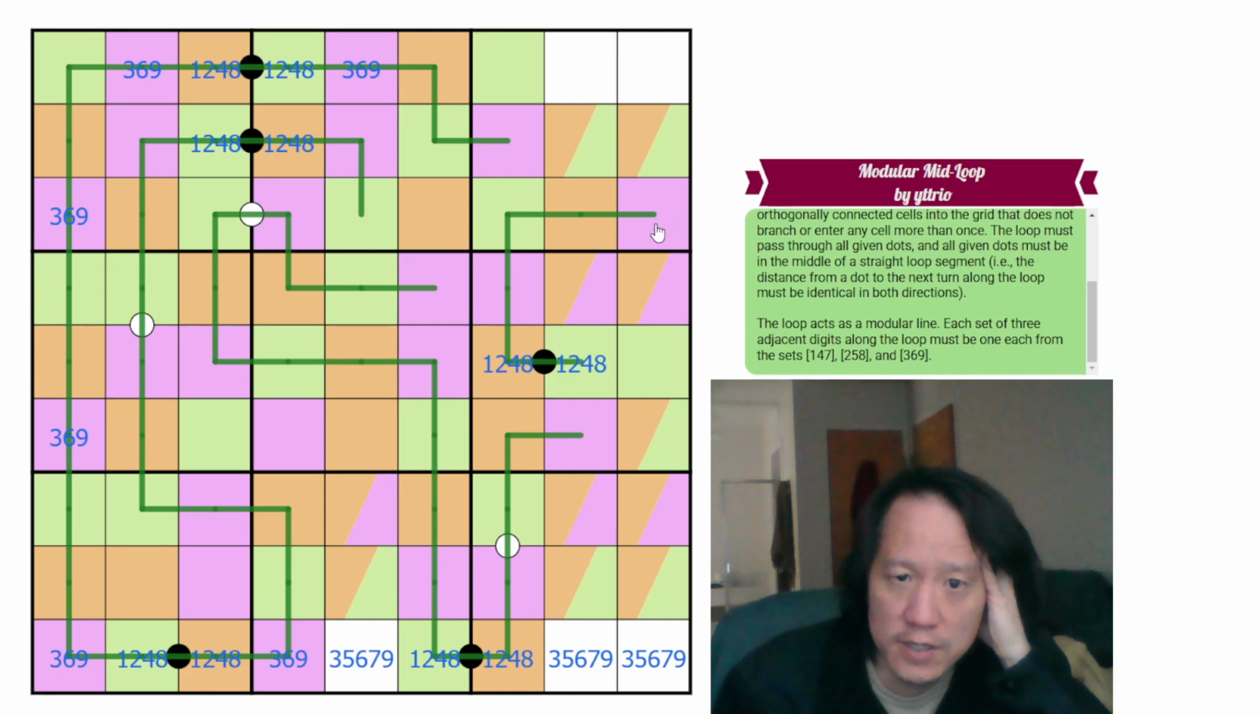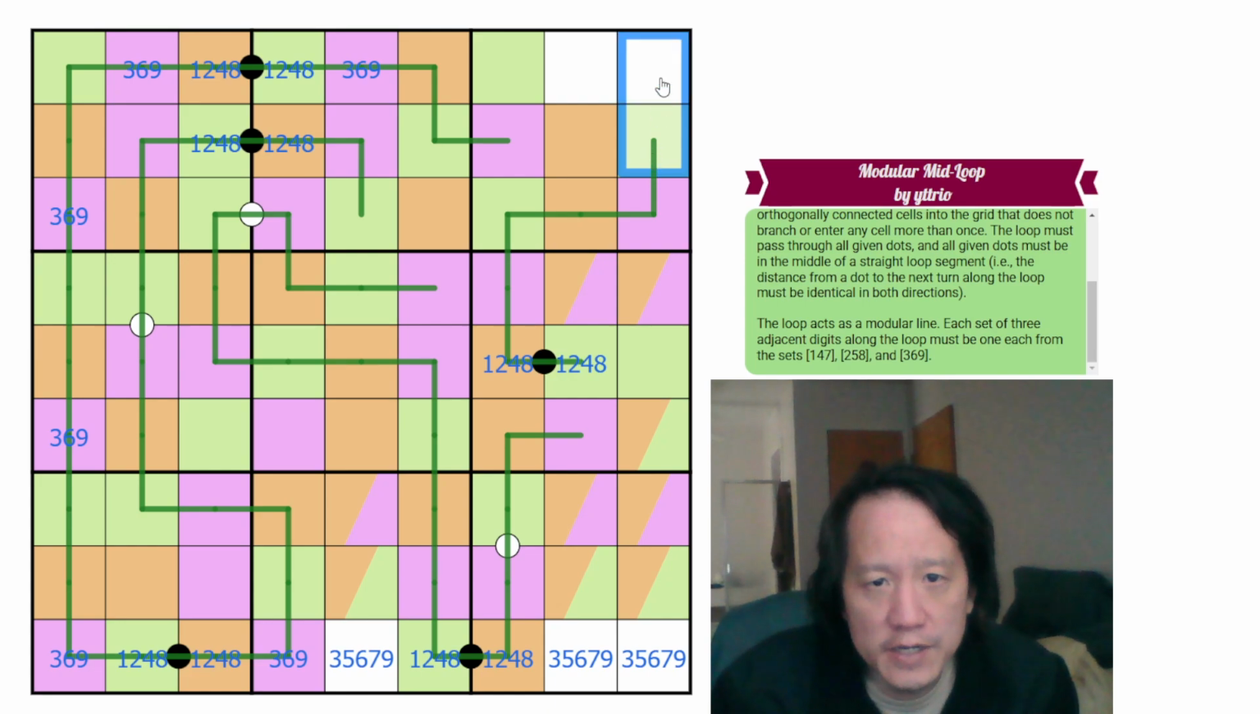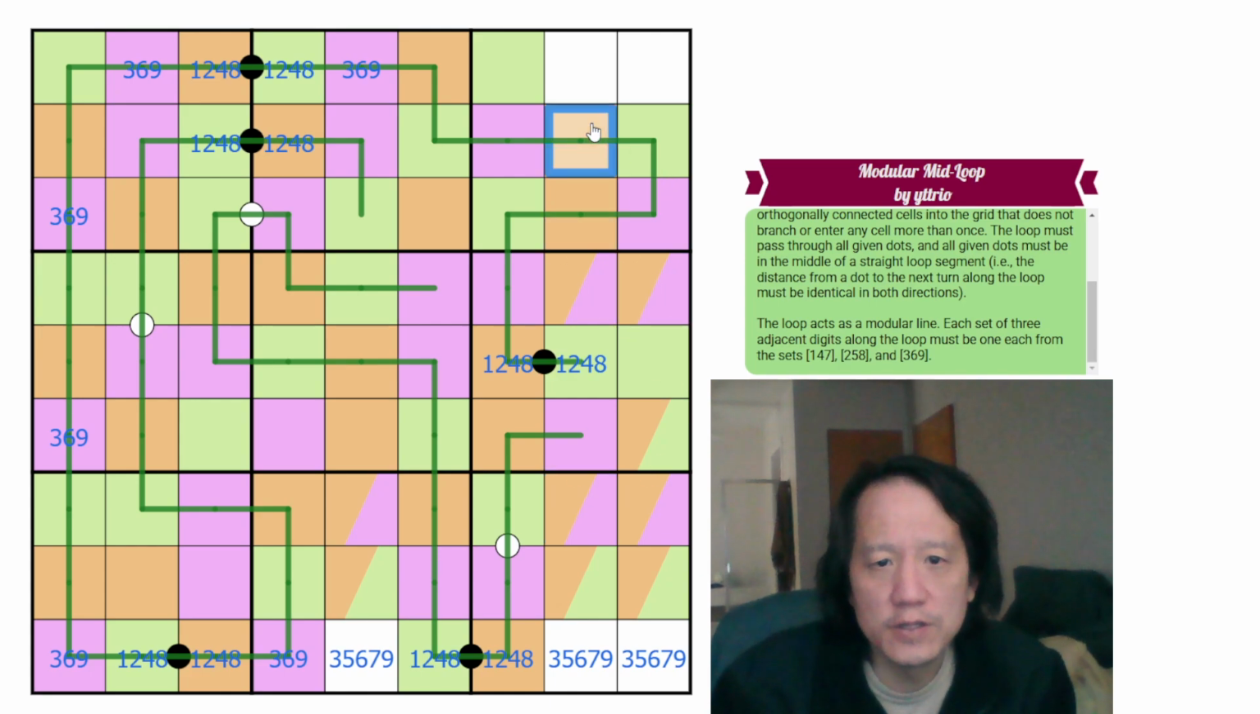Which means it must connect to a green now, which means this has to be green. This can't be orange here. This can't be green then because we have 3 greens in row 2. Can it extend this way? Then it would have to be green, orange, pink, green, orange, pink, but that can't work. So therefore, this must specifically go this way. Okay, so then that's there.